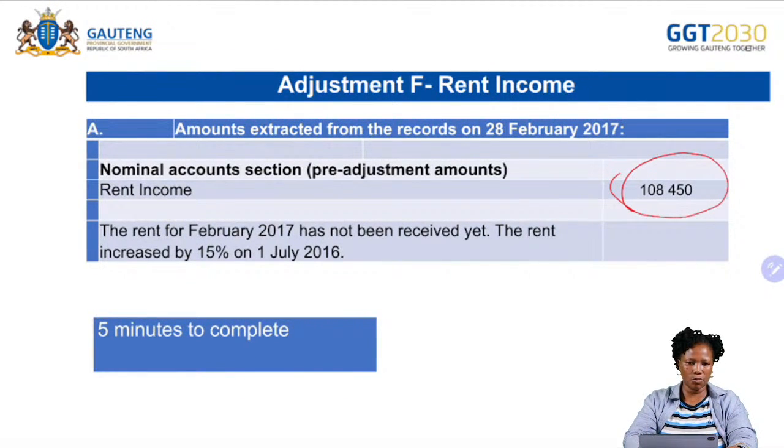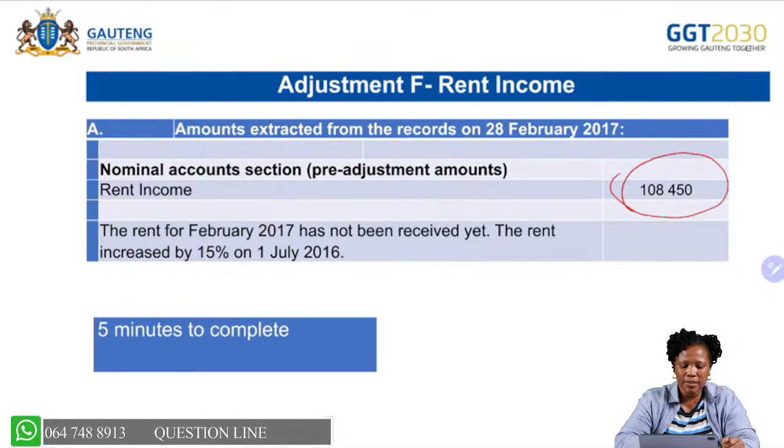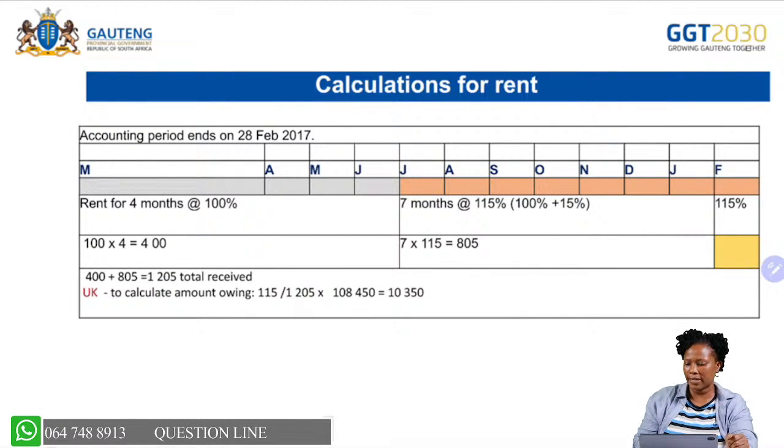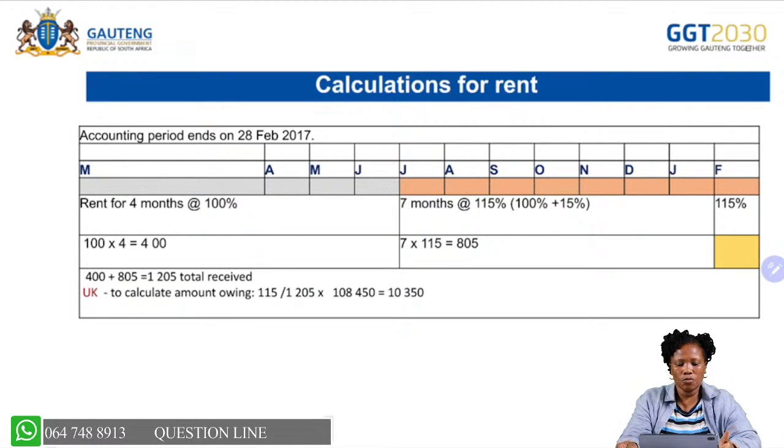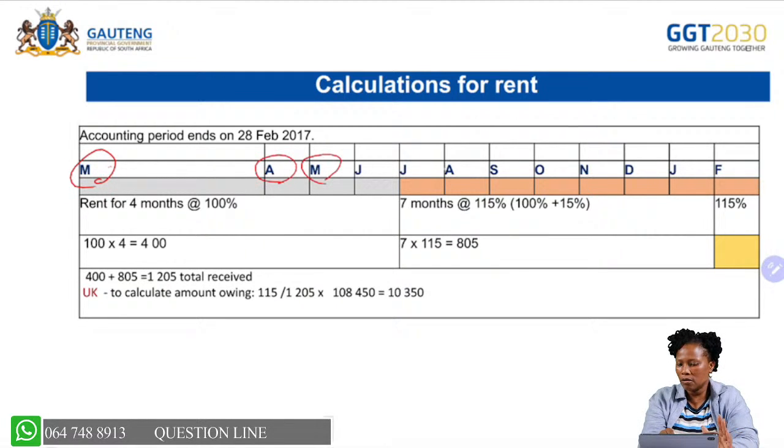Welcome back, grade 12 learners. Remember that we said that our rent income for the whole year has been 108,450, and we have not received a rent for 1 month, and there was an increase in July, right at the beginning of July. I hope you have done this correctly, and then you'll be able to follow me also because we have gone through the question. I want you to check the spread of the months. It's very important that you do your timeline. There's my March, April, May, all the months.